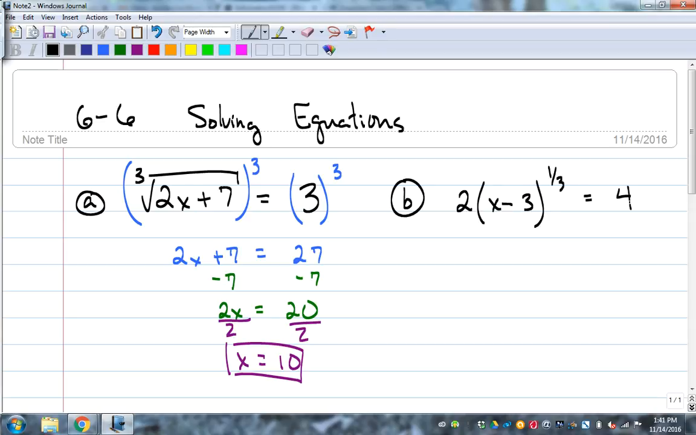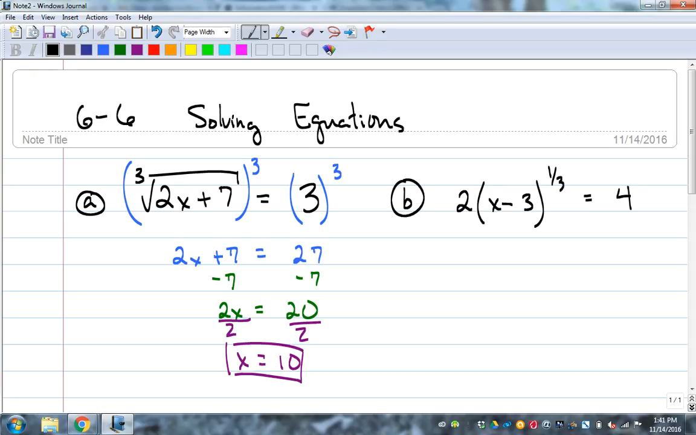Here's a very similar problem written in a different way. We got a rational exponent that's a 1/3. What's the difference in the 1/3 power and a cube root? Is there a difference? No, they're the same thing. So this is a very similar problem. It's just written with a rational exponent instead of a cube root. So understand that you could rewrite that as 2 cube root of x minus 3 is equal to 4 if you wanted to. I'm not going to. I'm just going to work it with the rational exponent.